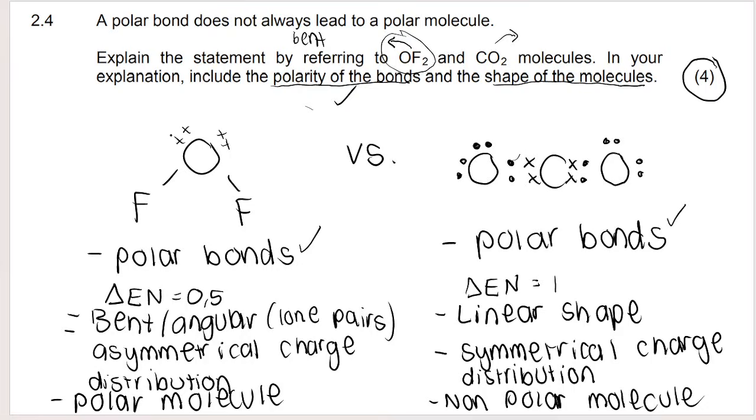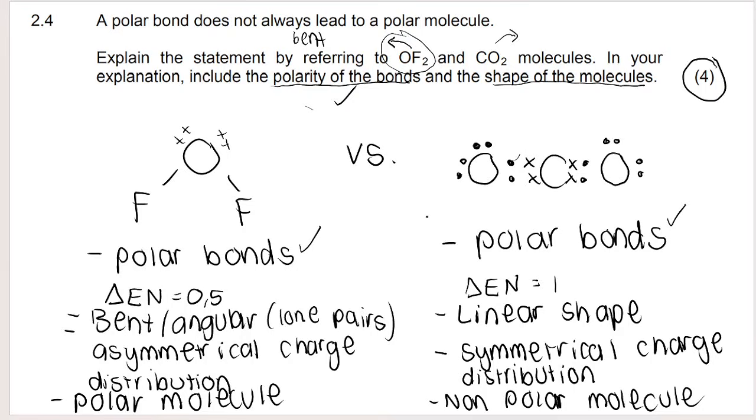So just think lone pairs, bent, angular, asymmetrical charge distribution. Then we got our CO2, which has a linear shape with a symmetrical charge distribution. Because oxygen difluoride has asymmetrical charge distribution, it's polar, and because CO2 is symmetrical charge distribution, it's a non-polar molecule.